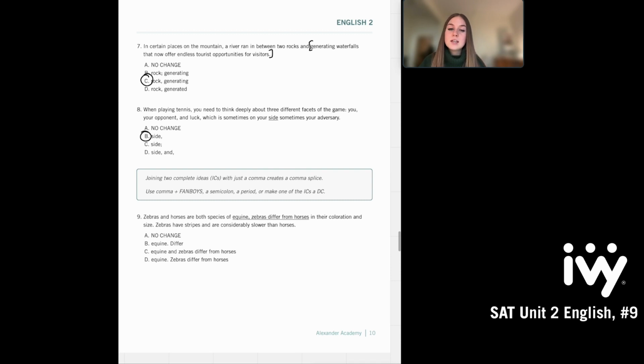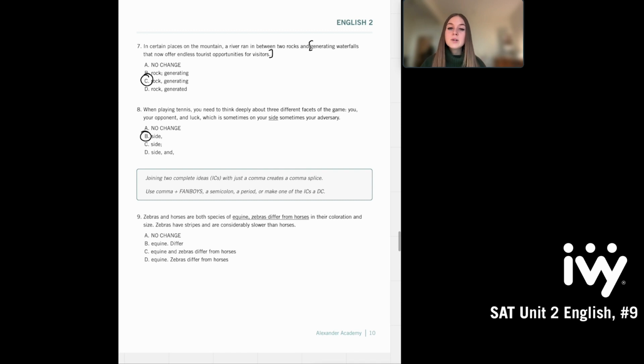Another important thing to keep in mind is a comma splice. So this is an error caused by joining 2 incomplete ideas or 2 independent clauses with just a comma. There are a few different ways we can fix this error. We can use the comma and add a conjunction, one of the fanboys words. We can replace the comma with a semicolon to join the 2 independent clauses. We could add a period and create 2 full sentences. Or we can make one of the independent clauses a dependent clause.